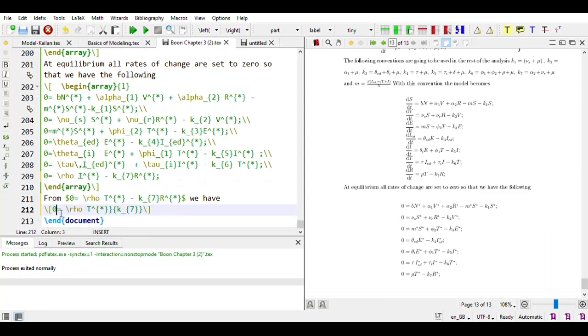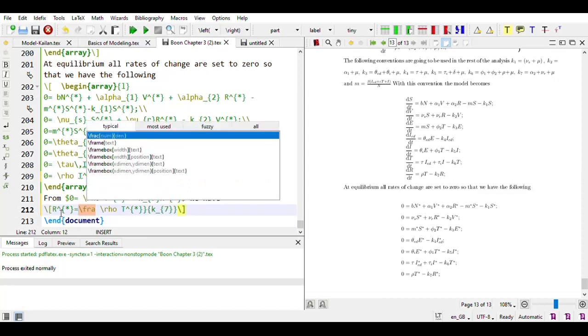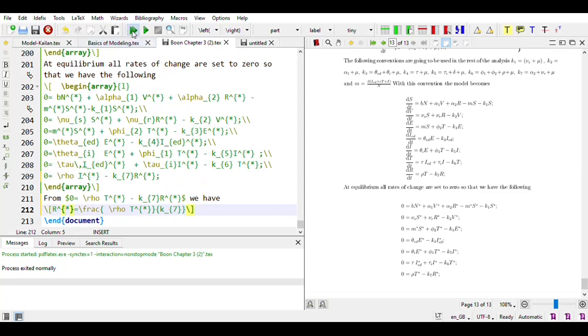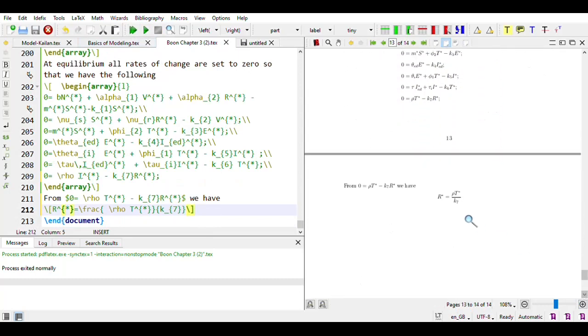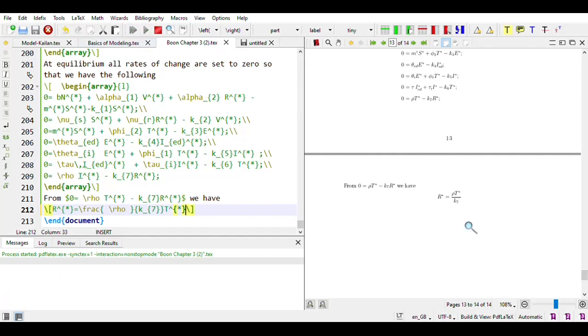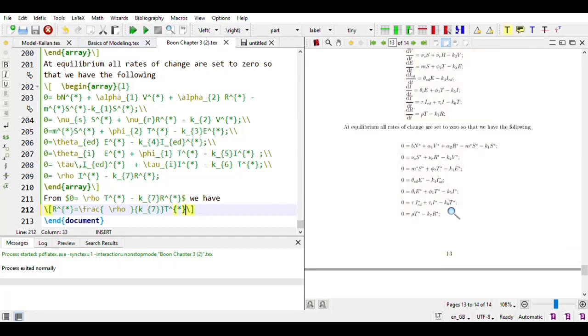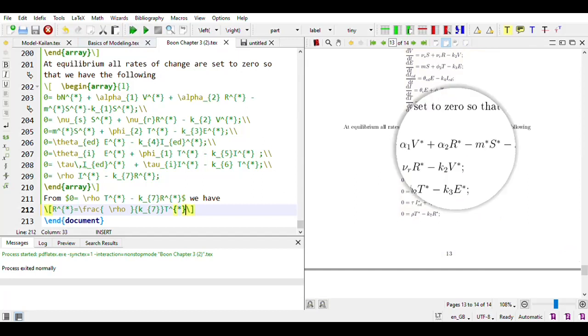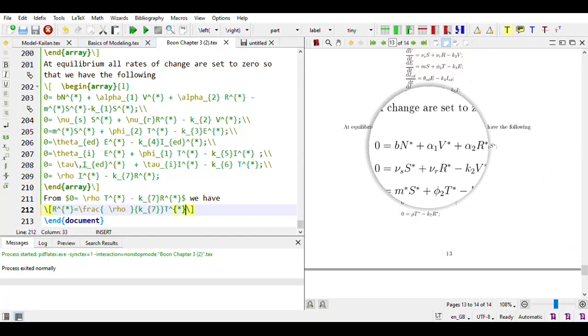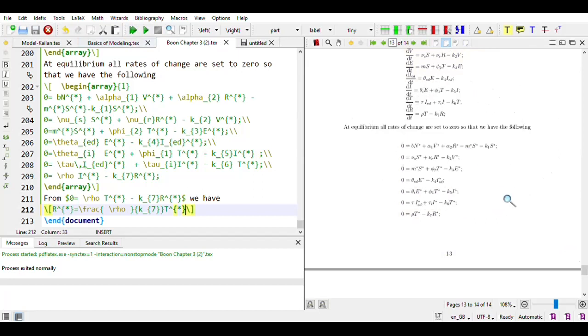So I'm going to set this to 0. Okay, so just going to divide the left hand side by the right hand side, and so we have something like this. From this expression we can find R star. And so with this R star, we can substitute into some of those expressions. For example, later on we can substitute it into the first expression to be able to find S star.